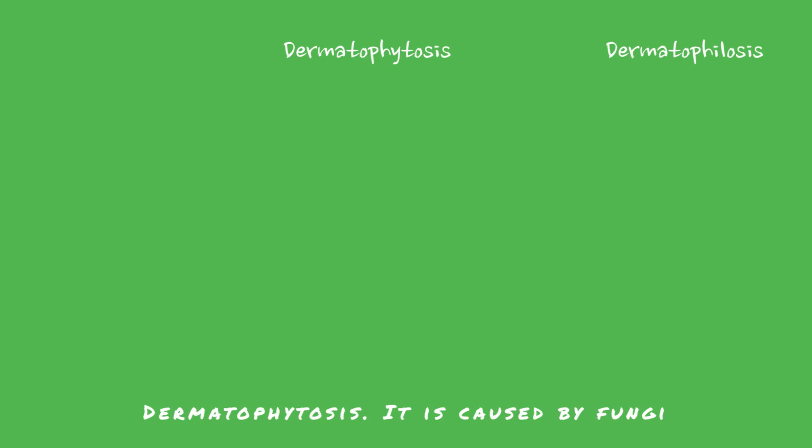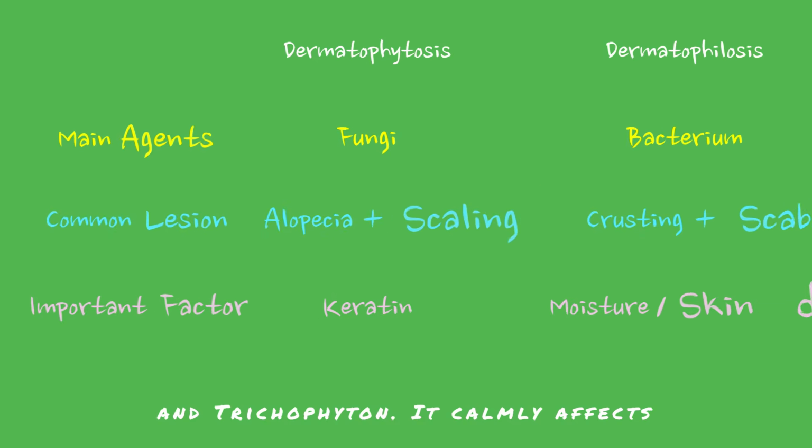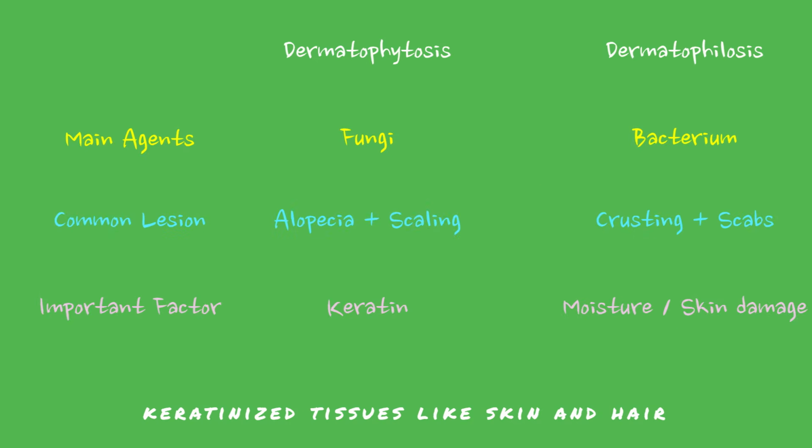Dermatophytosis. It is caused by fungi called dermatophytes, such as Microsporum and Trichophyton. It commonly affects keratinized tissues like skin and hair, and may produce circular areas of alopecia, scaling, and crusting. Dermatophilosis. It is caused by the bacterium Dermatophilus congolensis. It commonly produces crusting and scab formation, particularly under conditions that promote prolonged skin moisture. So, although their names sound almost identical, the underlying causes are completely different.